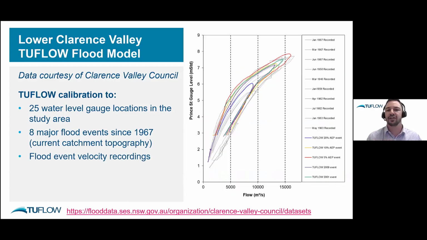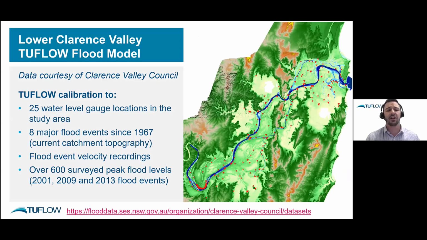It's got those velocity recordings that I mentioned previously. The coloured lines there are the TUFLOW model result. The grey are recorded velocities, or actually flows, because velocity multiplied by the cross section will give you the flow for those historic events. And then loads of surveyed peak flood level data. So 600 surveyed peak flood levels across 3 different events from 2001.